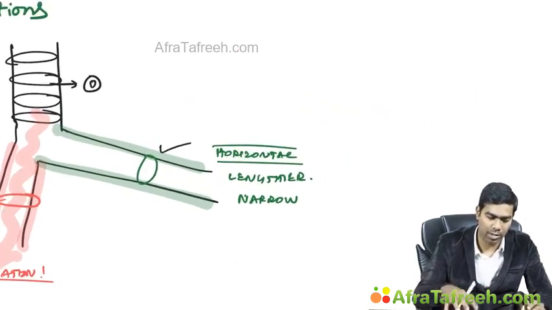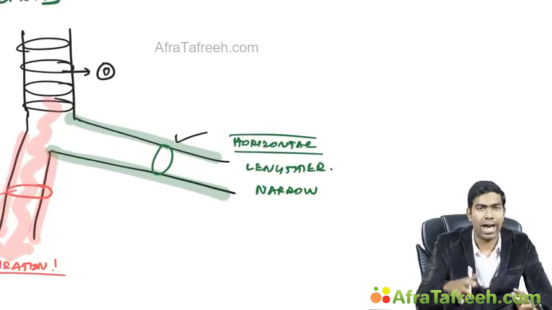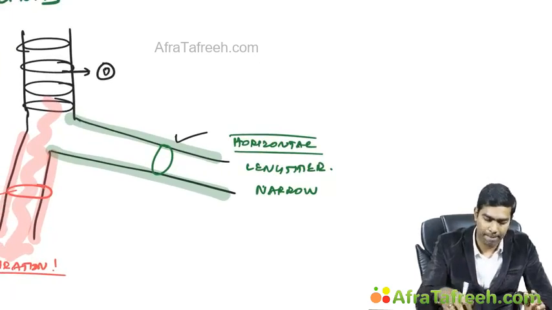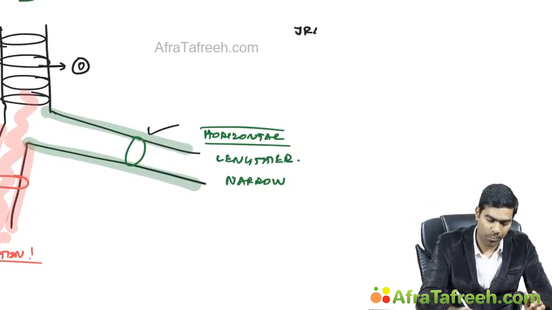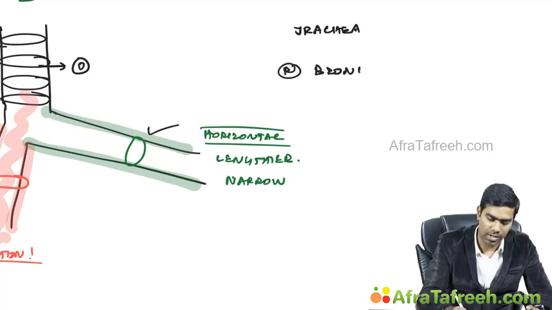Let us see the characteristics of these three major airways. First the trachea, then you have the right main bronchus, first we'll write the right main bronchus and then we'll write the left main bronchus.